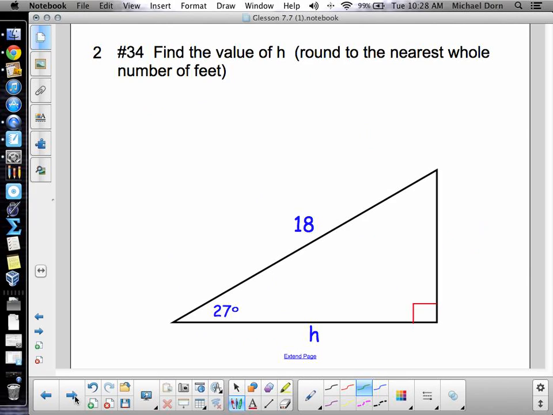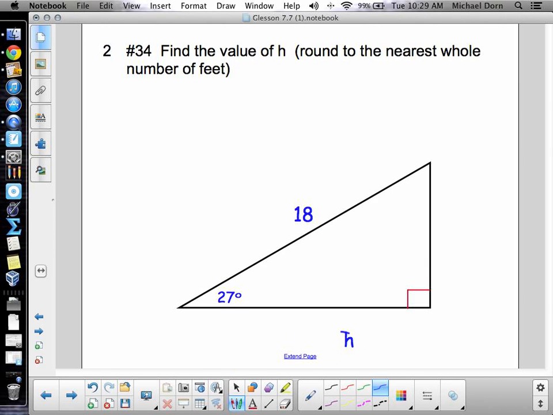Find the value of h, round to the nearest whole number of feet. This is one of our homework problems again. Find that length, h, right here. Well, I'm going to change the variable because h often stands for hypotenuse. I don't want to confuse it. So I'm going to change it just to x up there. That's fine. I can call it whatever I want.